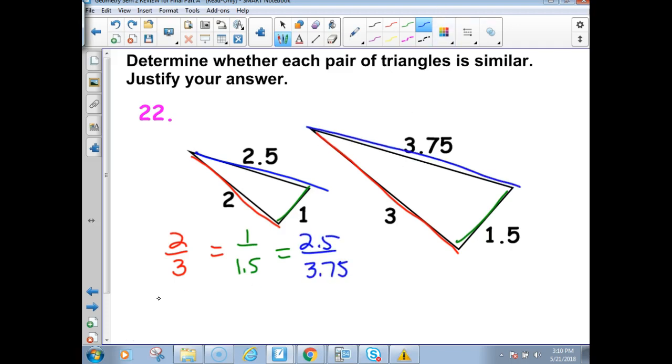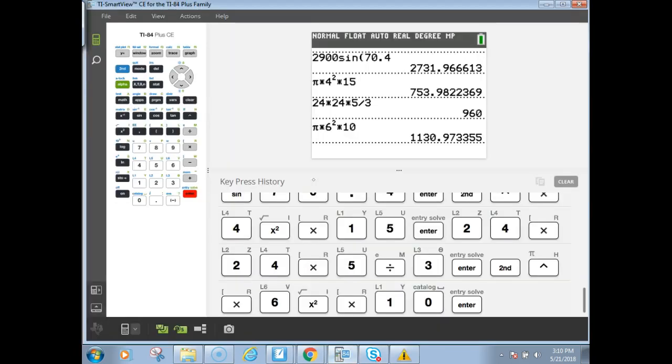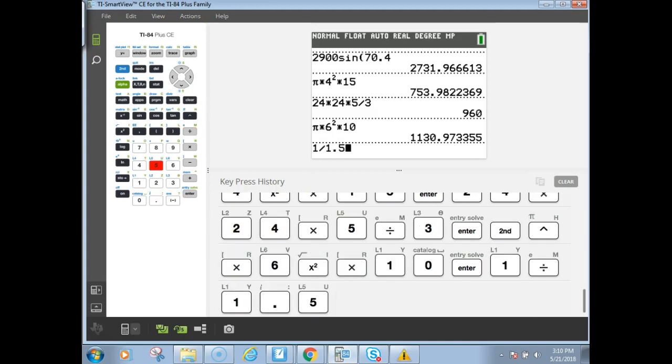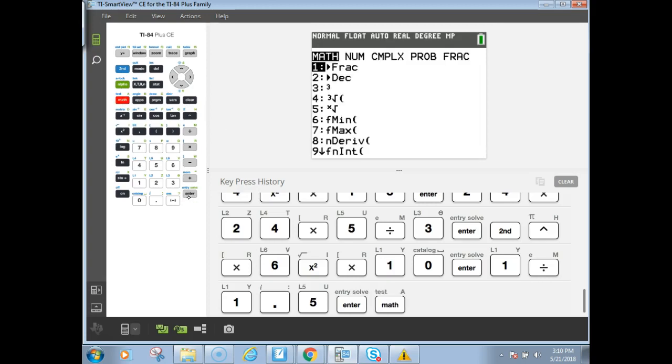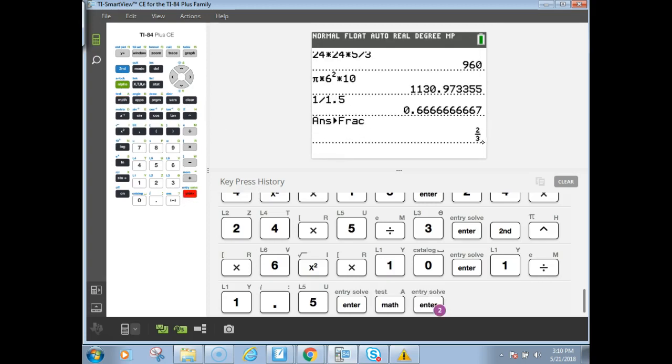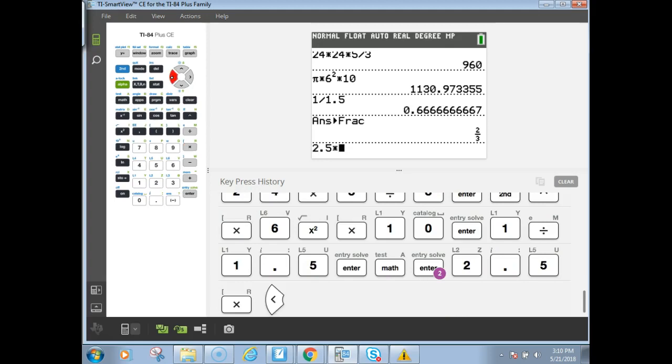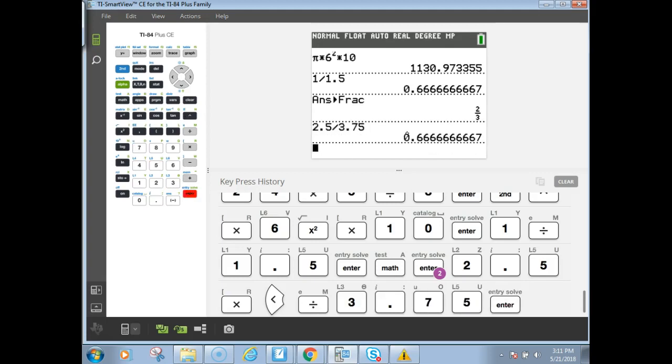Well, fortunately, you guys have a calculator that does the magic for you. I'm going to check if 1 divided by 1.5 is equal to 2/3. If you only divide them and get a decimal, you get 0.6 repeating. And you could hit math, enter, enter, and see if that's an equivalent fraction. It is. The other amount we need to check is 2.5 divided by 3.75, and see if we get the same thing. We'll check it out. You get 0.666, which is going to be 2/3.